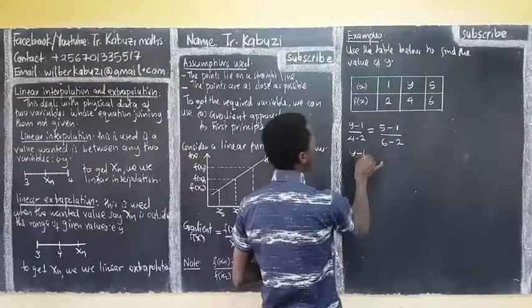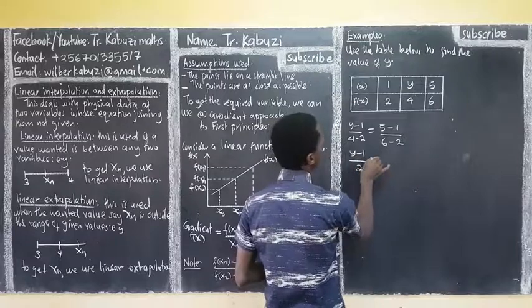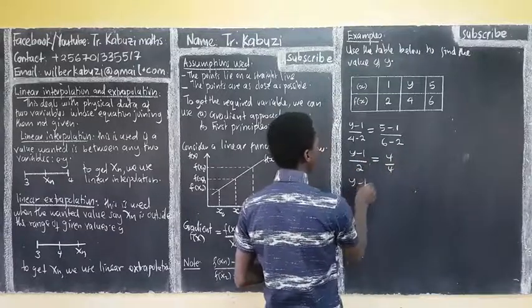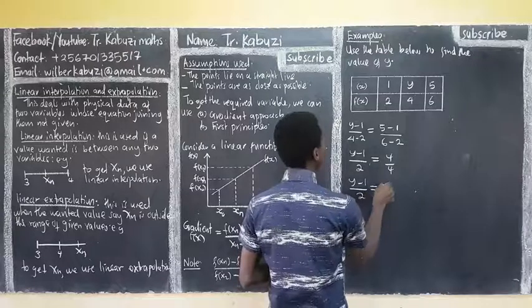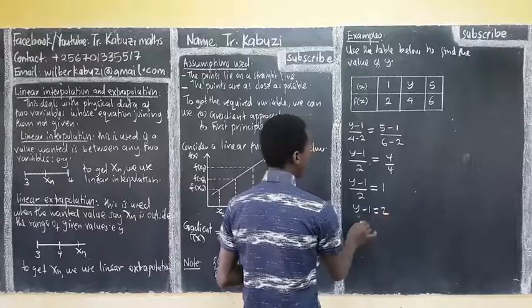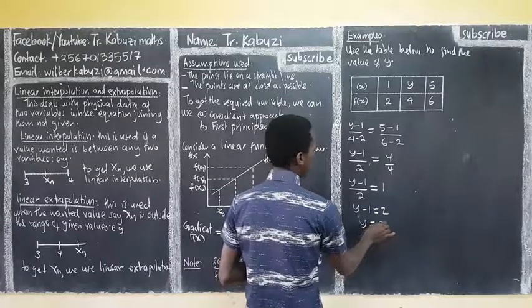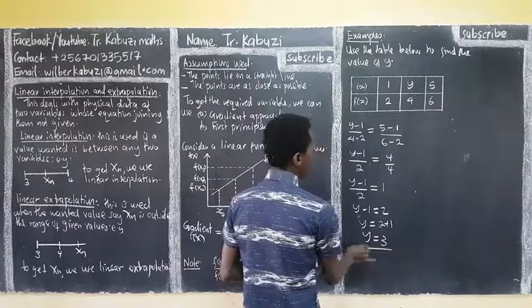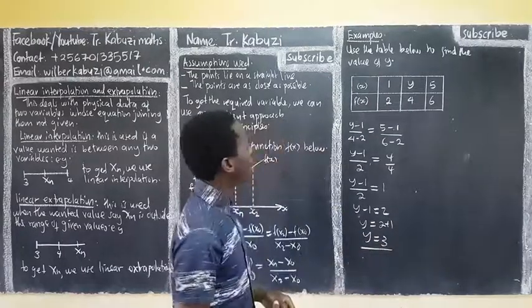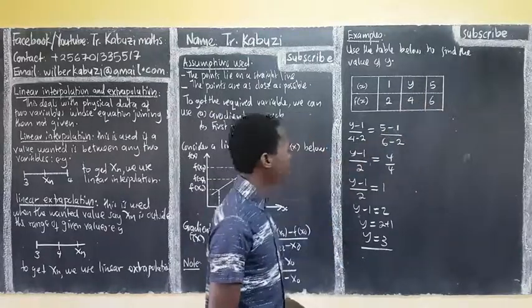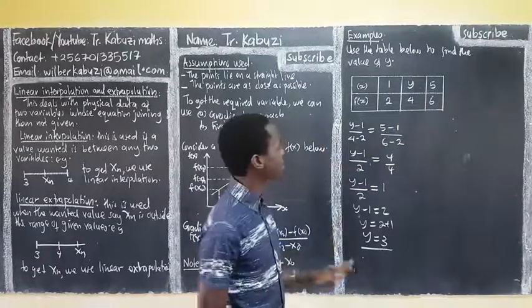This will be y minus 1 over 2 equaling 4 over 4. So y minus 1 over 2 equals 1. Cross multiply: y minus 1 equals 2, and our y will be 2 plus 1. And so our y will be 3. As simple as that.